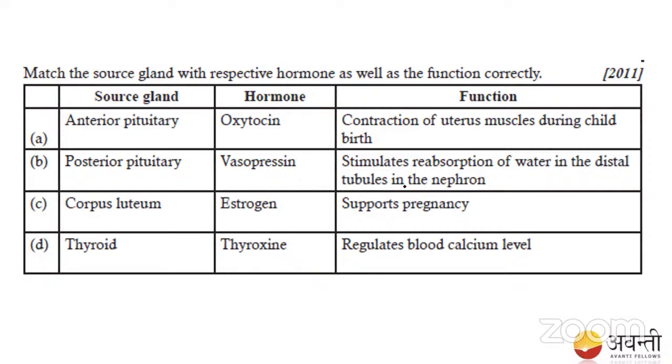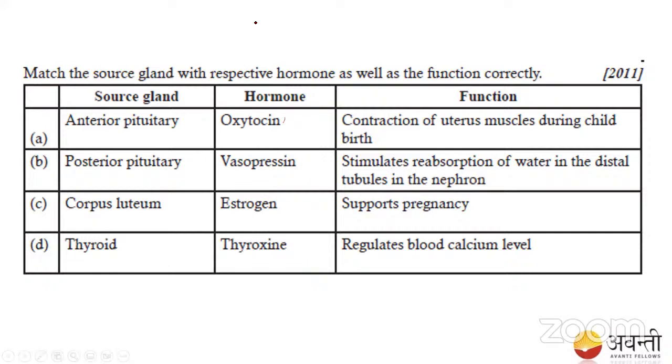And all the functions are given on the right-hand side, which is number 1, the contraction of uterus muscles during childbirth; stimulate reabsorption of water in the distal tubules in the nephron; number 3 supports pregnancy, and number 4 is regulate blood calcium level. Okay. So it's a very important question as it summarizes a lot of hormones and their functions and the source glands.